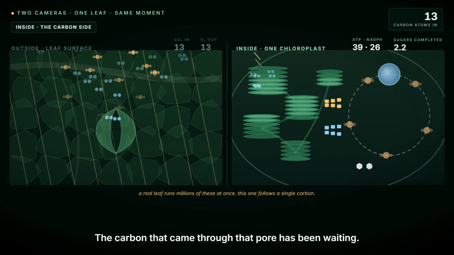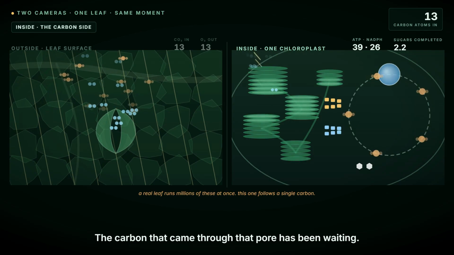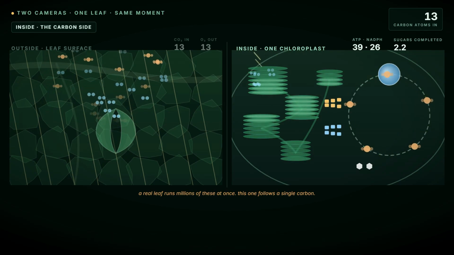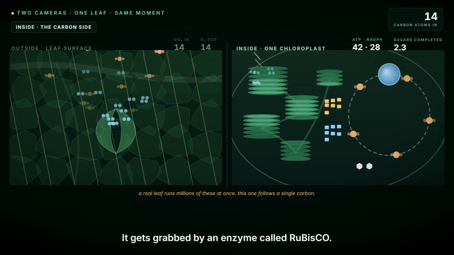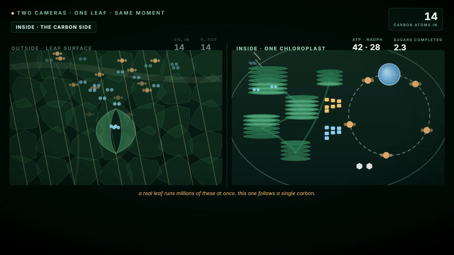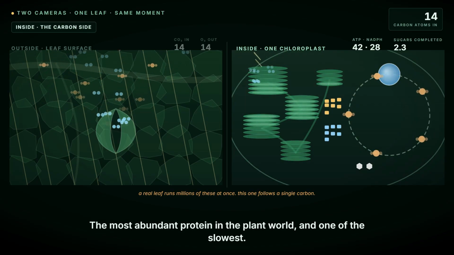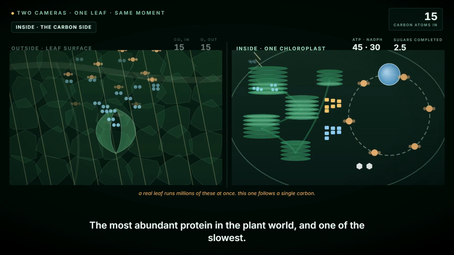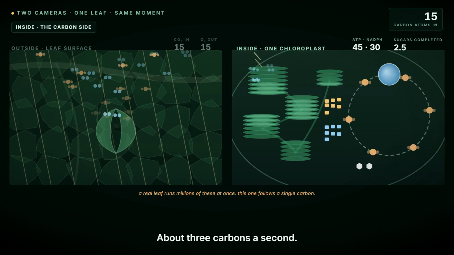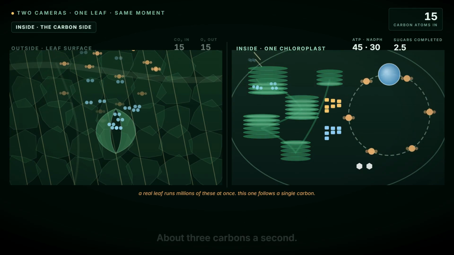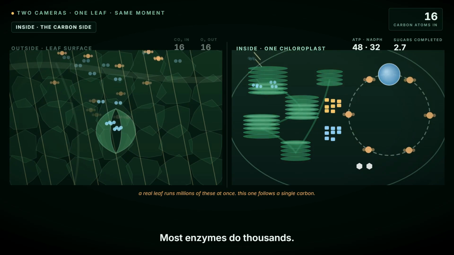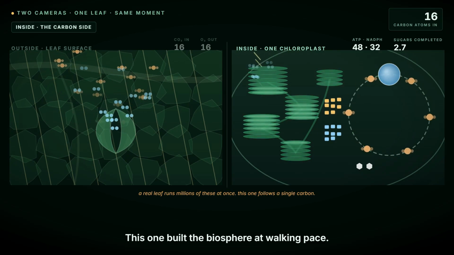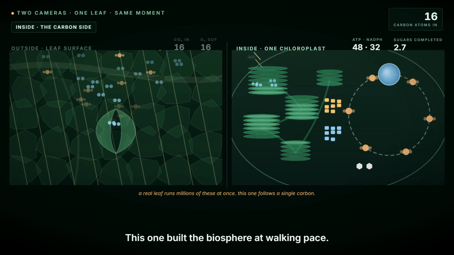Meanwhile, the carbon that came through that pore has been waiting. It gets grabbed by an enzyme called RuBisCO. The most abundant protein in the plant world and one of the slowest, about 3 carbons a second. 3. Most enzymes do thousands. This one built the biosphere at walking pace.